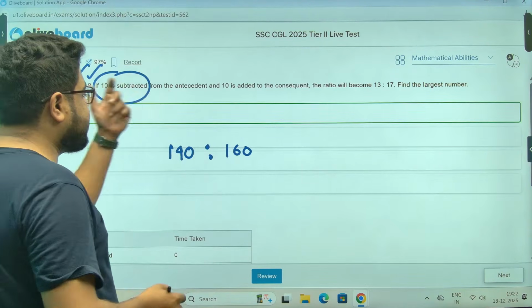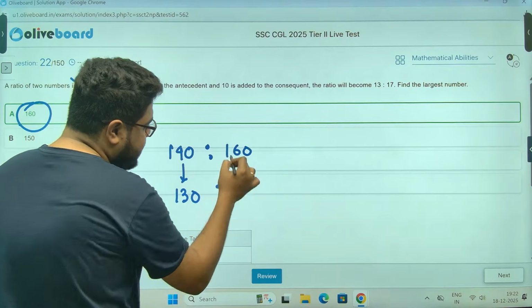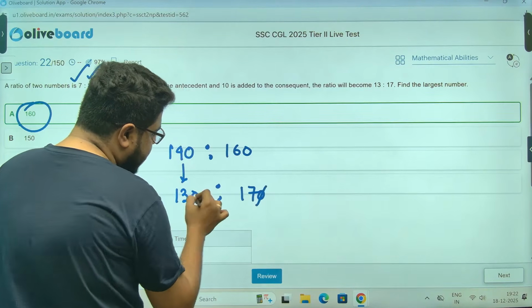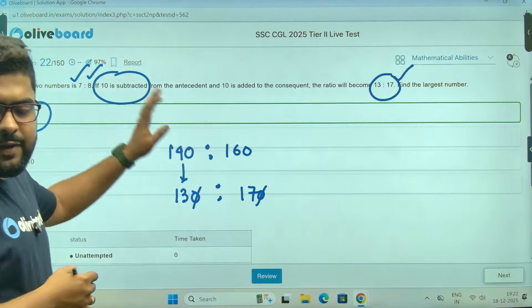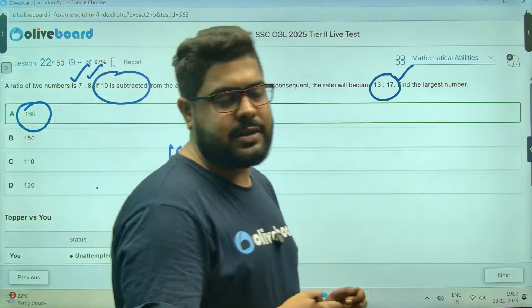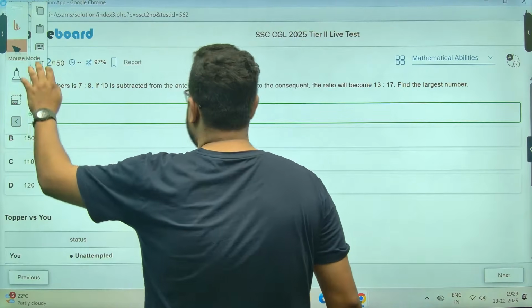Now if 10 is subtracted from the first one, that is 130, and 10 is added to the second one, so the ratio becomes 13:17, which is matching with my question. So that means the first one itself has to be my answer. Perfect, everyone? Perfect, sir?